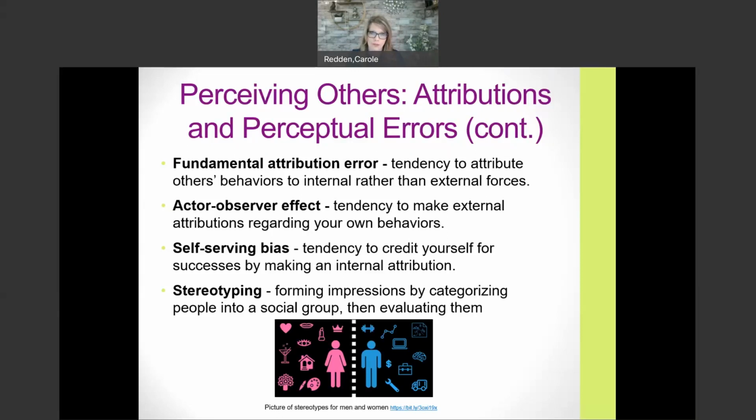Also, along the same lines of perception and other people, we have something called stereotyping, which is probably not a new concept for you guys. That's when we form an impression of others by categorizing them and then also placing some kind of evaluation on them, right? So we talked about the perception process. You selected information, you organized it, and then you're interpreting it.